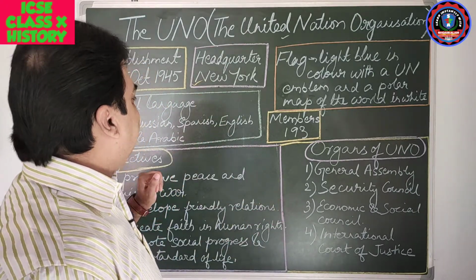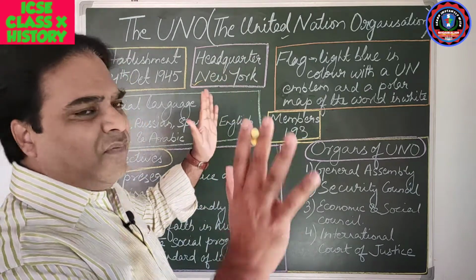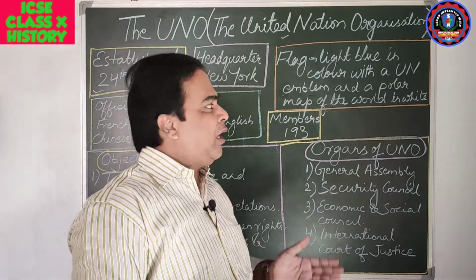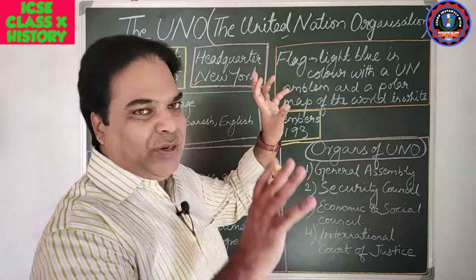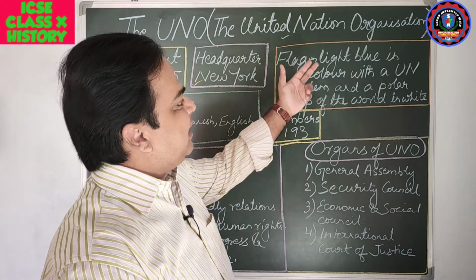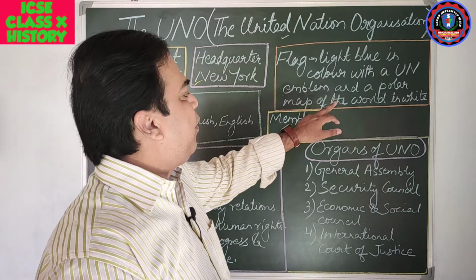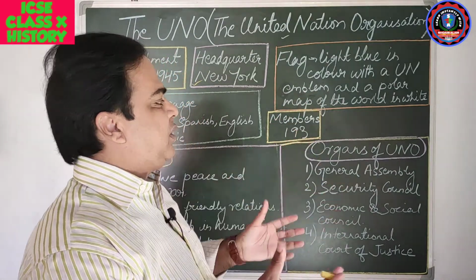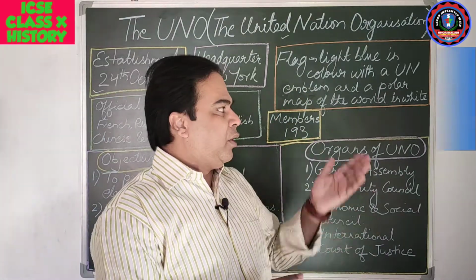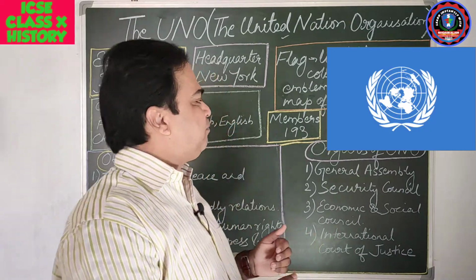Okay, got it. Now, what is the flag? How does the flag look like? You can see here, the flag of the United Nations Organization is light blue in color with a UN emblem and a polar map of the world in white. You can see the picture. I have given it over here.